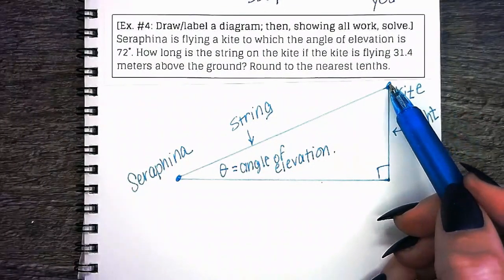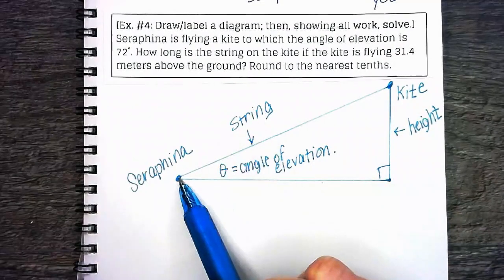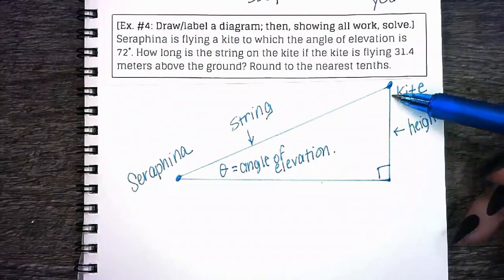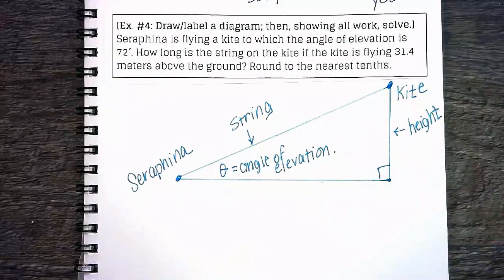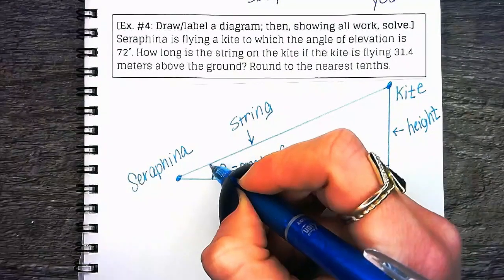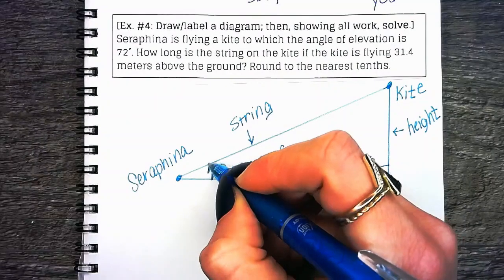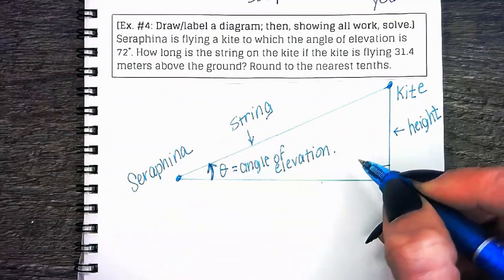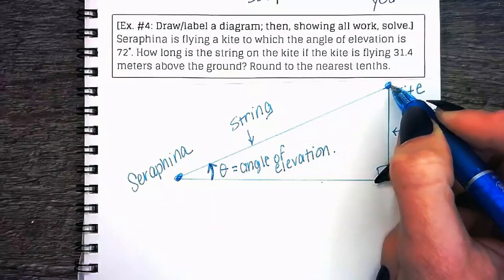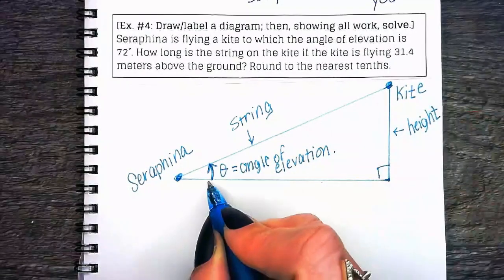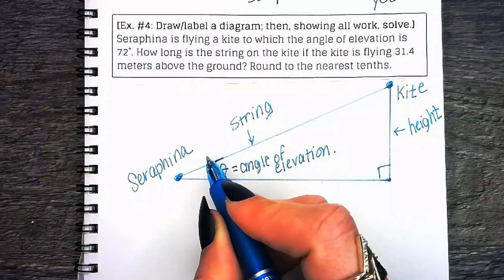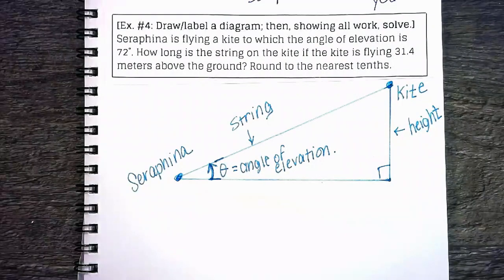The kite would be up here. The string is between Serafina and the kite. Serafina is down here on the ground. Here is the height of the kite, and that's, again, the string. Now, I also went in and labeled our angle of elevation. It's how far you lift, you elevate to see that line, which really is the hypotenuse. So you're going from the horizontal to the hypotenuse. The angle of elevation is how far up you're lifting.